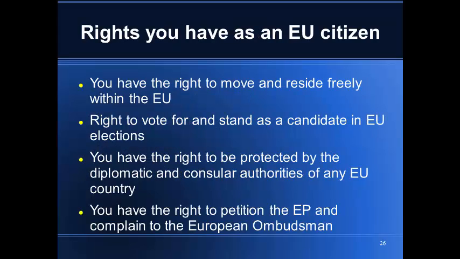So what rights do you have as an EU citizen? You have the right to move and reside freely within the EU. You have the right to vote for and stand as a candidate in EU elections. You have the right to be protected by the diplomatic and consular authorities of any EU country. And you have the right to petition the European Parliament and complain to the European Ombudsman.